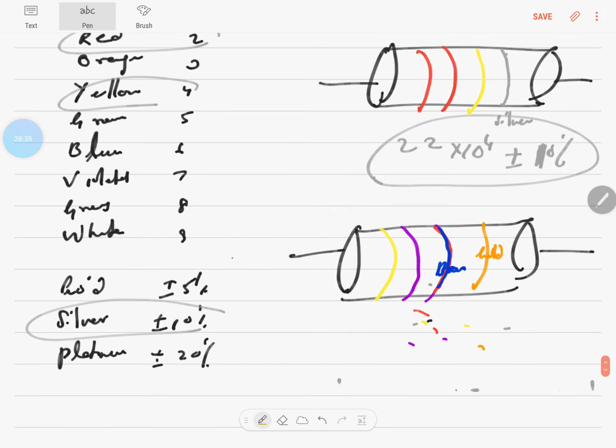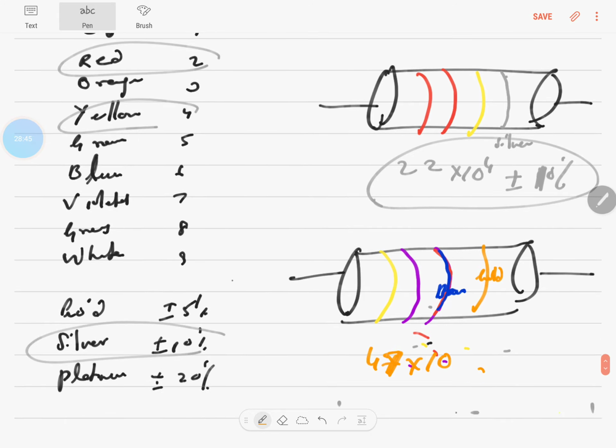So how am I going to write? Yellow stands for 4. The next, purple or violet, stands for 7, so 47, into 10 to the power brown. What does brown stand for? It's 10 to the power 1. Plus or minus, gold stands for 10%. So this is the way you have 47 and 10 to the power 1, and the SI unit will be ohms because you're writing the resistance. So this is how you identify the carbon resistor's value.